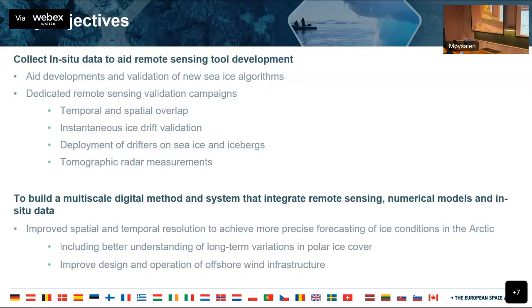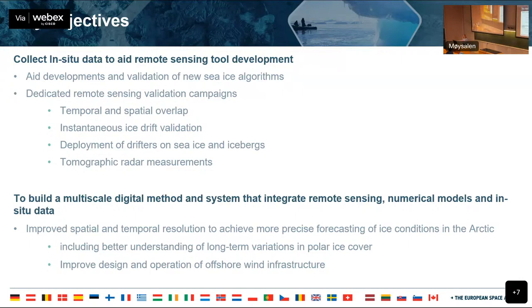The key objective for an in situ data campaign is, and I'm going to start off a little controversial, never ever to validate satellite images. Many of the in situ data campaigns we have are not targeting satellite acquisitions, whereas we would wish, of course, that they would. The idea is that the in situ data should aid development and validation of new sea ice algorithms. But for this, I would argue that we need dedicated remote sensing validation campaigns where we actually target what we need to validate in these satellite images.